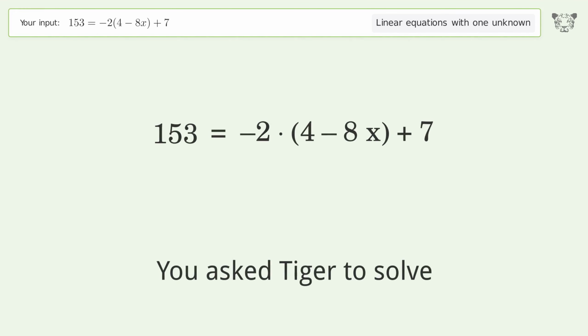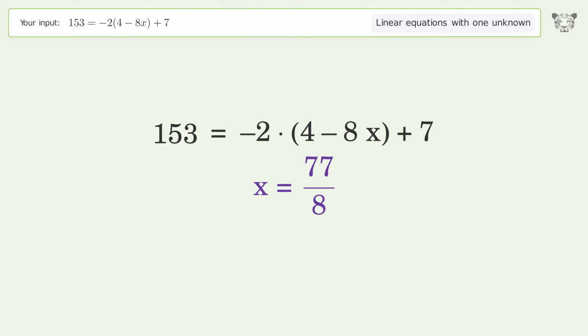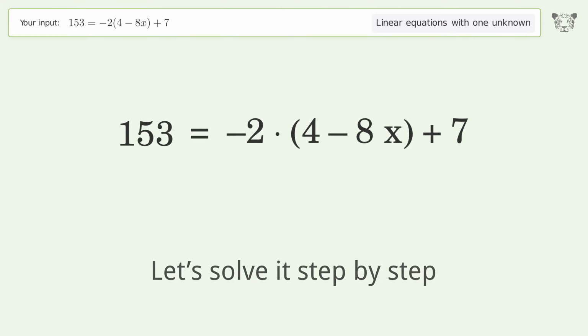You ask Tiger to solve. This deals with linear equations with one unknown. The final result is x equals 77 over 8. Let's solve it step by step.